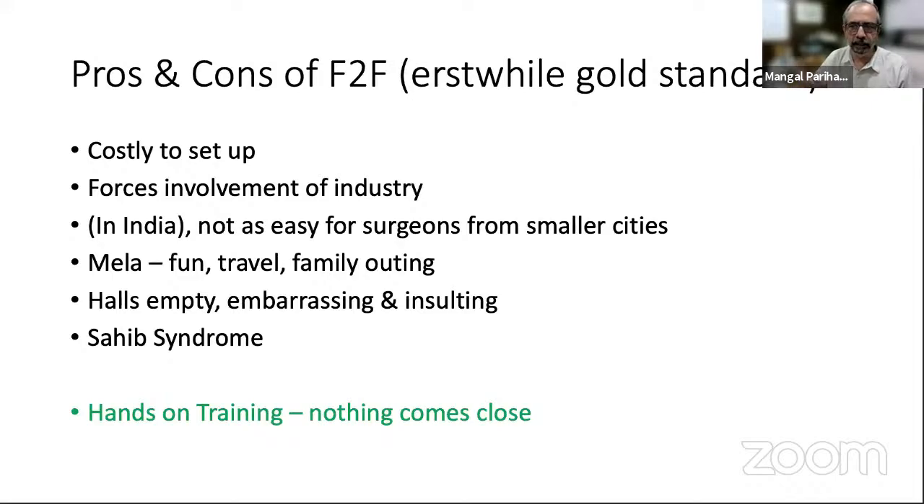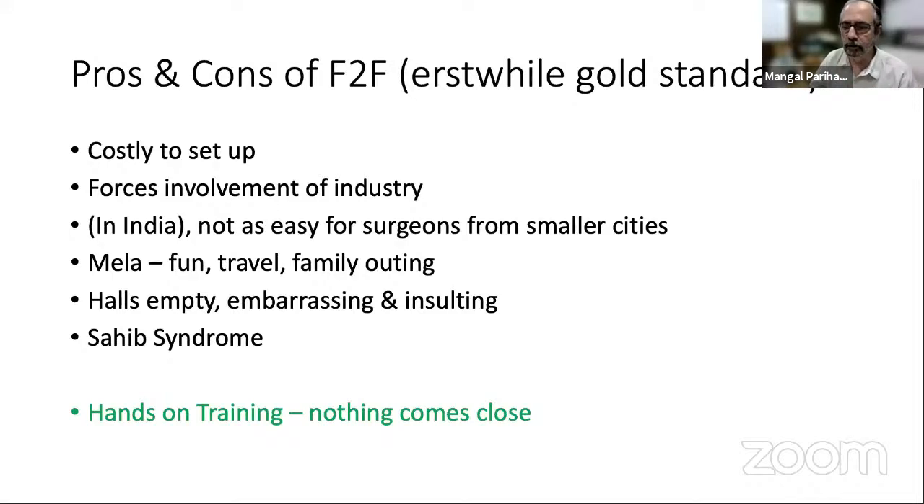Especially in smaller places like in India, where travel is difficult, it's not as easy for surgeons from smaller places, who are usually in private practice, to take a break and then move to a bigger city for this kind of conference. Oftentimes, especially the national conferences tend to be more of what we call a mela. It's fun, travel, a family outing.